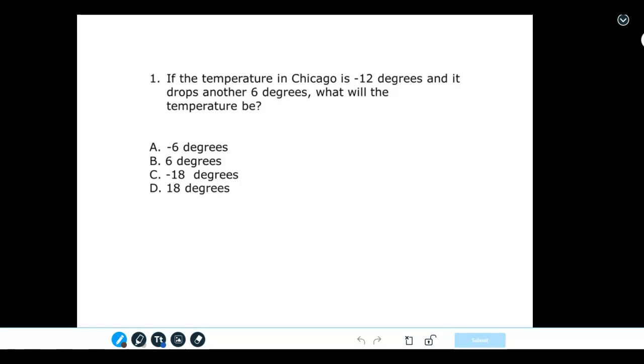Serena, what's your thinking? Let's listen and be respectful while others are sharing. Well, it says negative 12 degrees and it drops. Drops means goes down. It drops another 6 degrees. That would be negative 6. And I added negative 6 to negative 12 and got my answer.